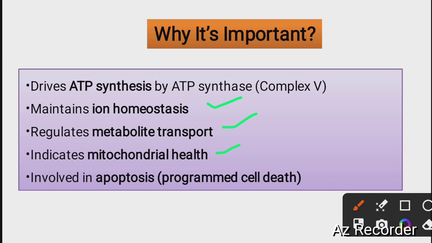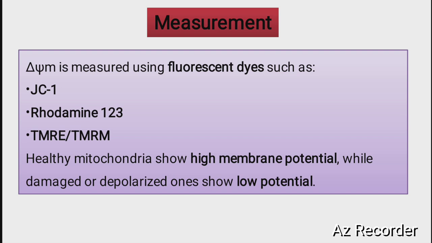It is also important because it is involved in apoptosis, that is, programmed cell death. These are the important concepts related to the mitochondrial membrane potential, and why we need to study it. Next we'll see the measurement.